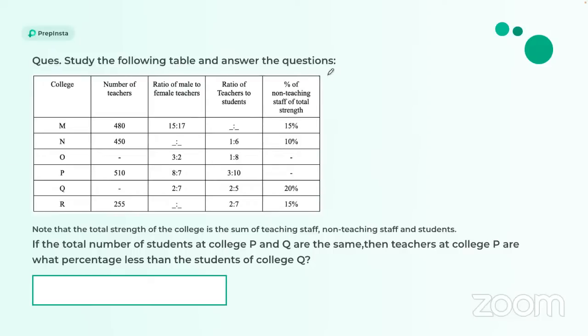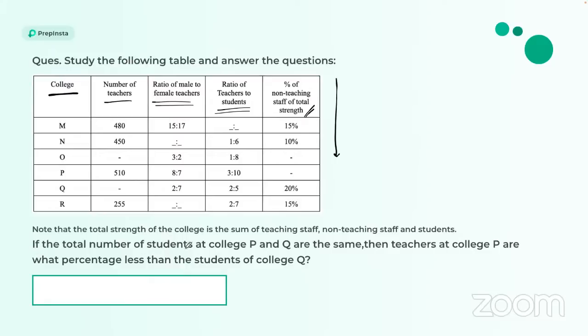Study the following table and answer the question. Whenever they give data, just read the information once. Here college names are given. Next, the number of teachers is given. The ratio of male and female teachers is given. The ratio of teachers to students is given. The percentage of non-teaching staff and total strength is given, right? So just look here, guys. Note the total strength of the college is the sum of the teaching staff, non-teaching staff and students. Okay, the data is complete.